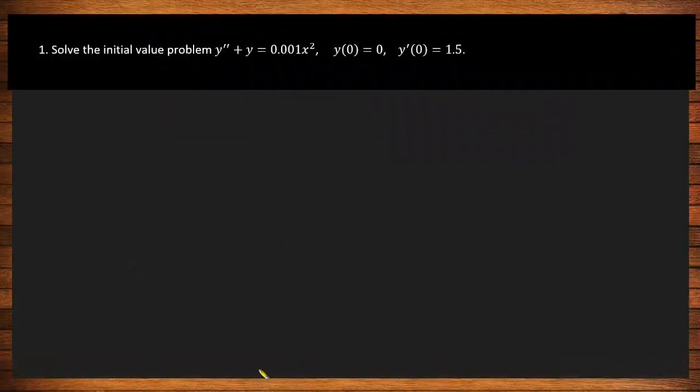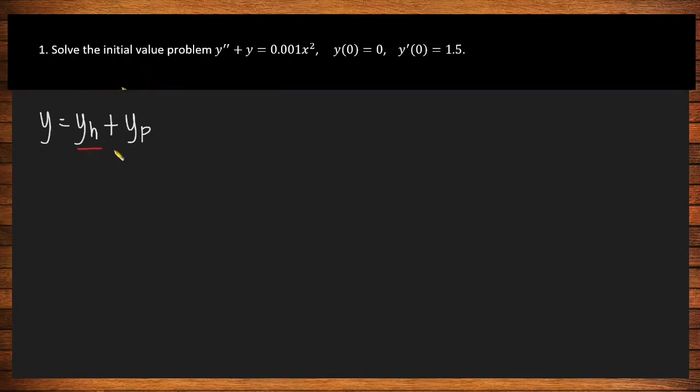So for our first example here, solve the initial value problem y double prime plus y equal to 0.001x squared given the conditions y of 0 equal to 0 and y prime of 0 equal to 1.5. So first, let us recall na yung general solution ng non-homogeneous linear ODE natin will be equal to y sub h plus y sub p.